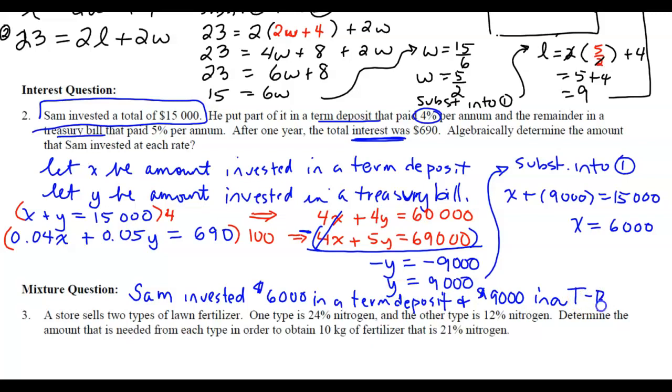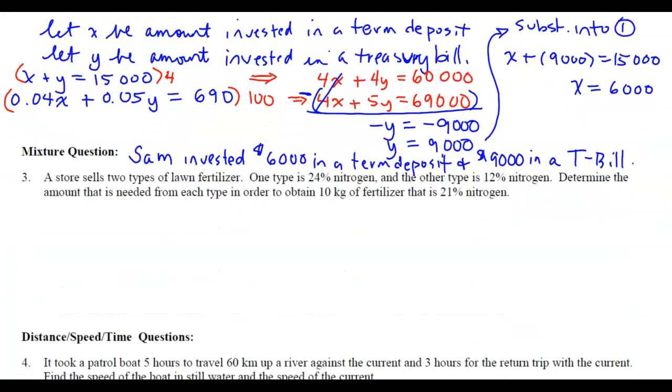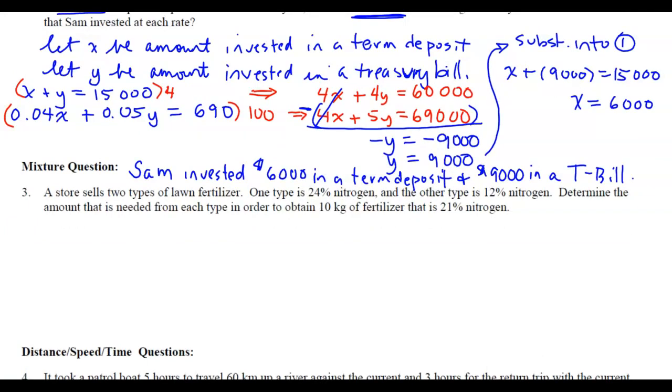Okay. You can always check your answer by substituting the value back in. Let me fix this up here. Both values, I should say. Okay, so 6,000 plus 9,000 is 15,000. That's good. And then you can put 6,000 in for X and 9,000 in for Y. Make sure you get 690.